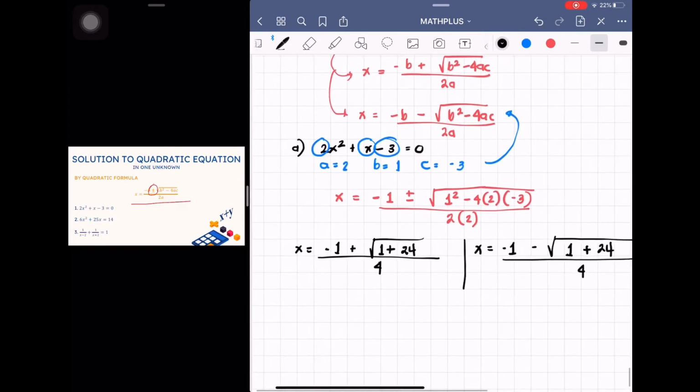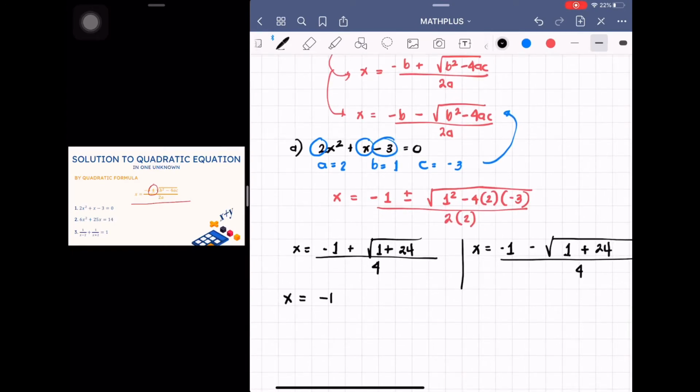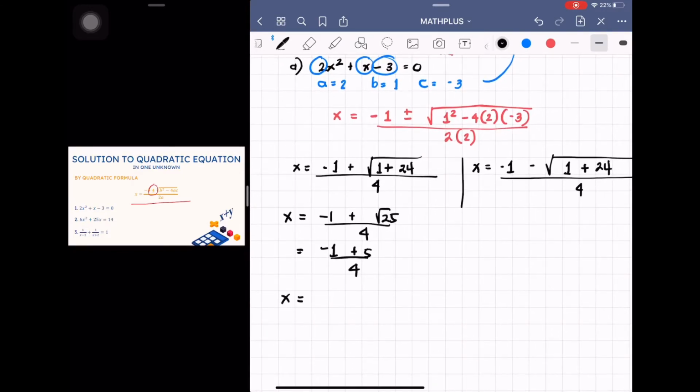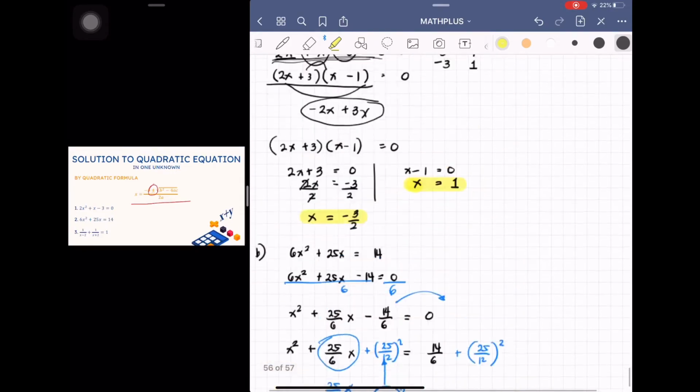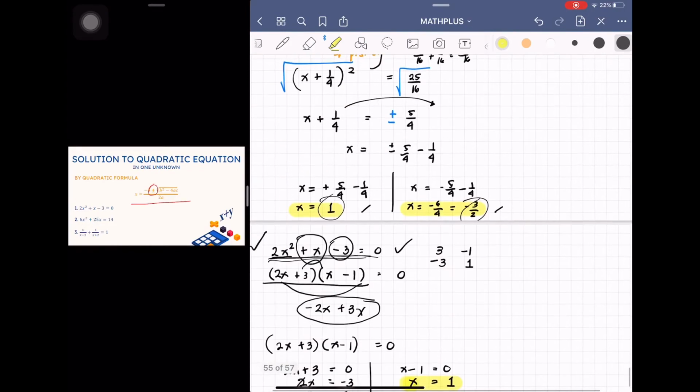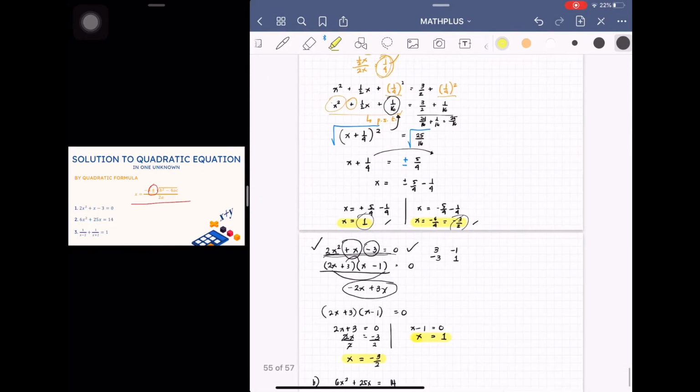Simplifying both, you get x equal to negative 1 plus the square root of 25 over 4, and that gives you negative 1 plus 5 over 4. For our first root, negative 1 plus 5 is 4 over 4, that's positive 1. For the other root, you get x equal to negative 1 minus the square root of 25 all over 4, so negative 1 minus 5 all over 4. That's negative 6 over 4 or negative 3 halves. Highlighting this will show you that this is our answer in the previous method that we used. We still get 1 and negative 3 halves. Let's proceed to the next question.